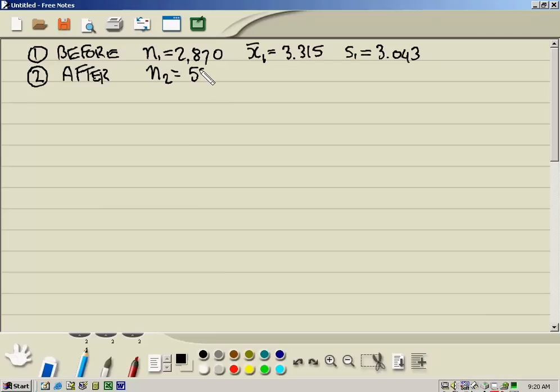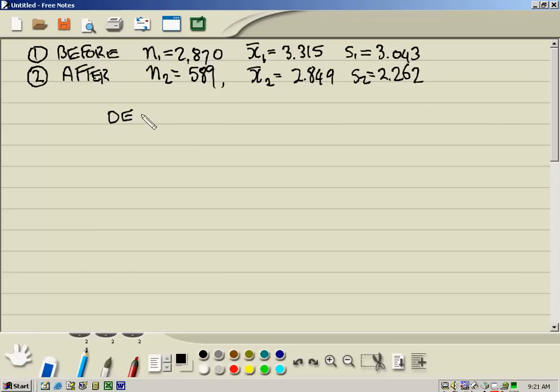N2 is 589. Average of 2.849 and standard deviation of 2.262. The question asked whether there had been a decrease.